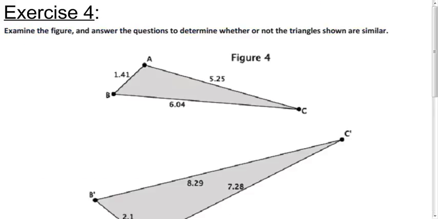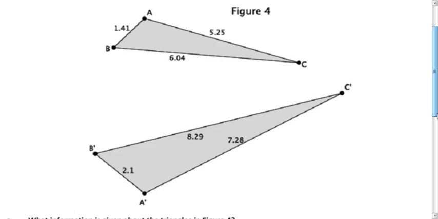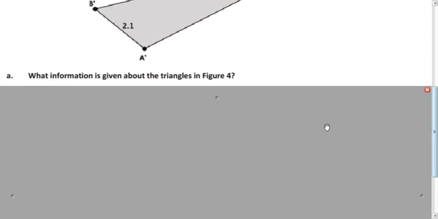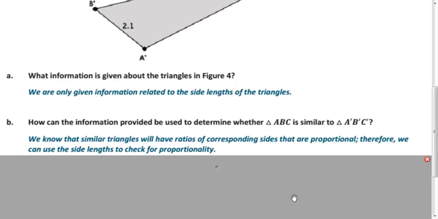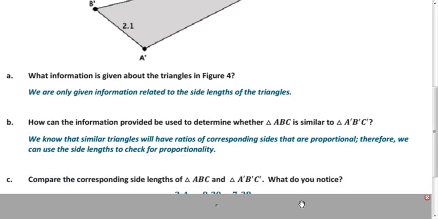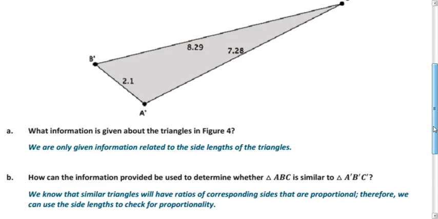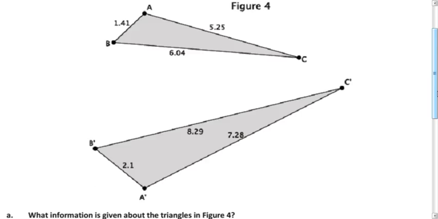How about this example? What do they give us? They give us side lengths once again. And so we want to check for proportionality. So when we set up that proportion, A and B are the same as before. What proportion can we write? Let's go back up here, try to write that proportion, and let's see if it works out.